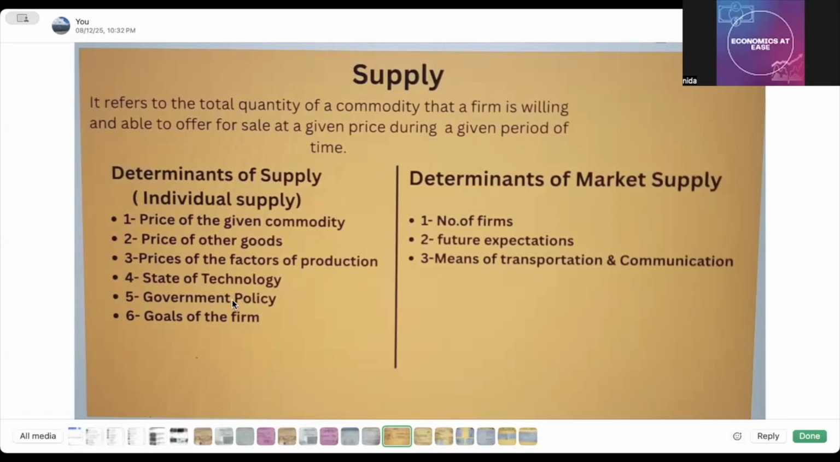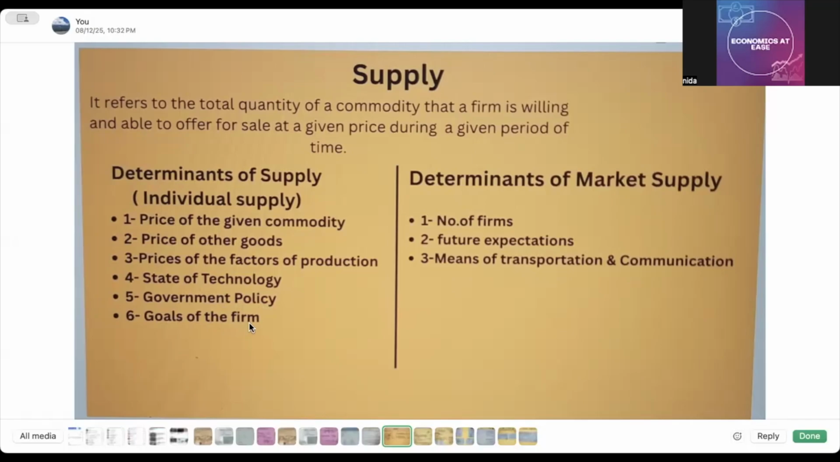Then government policy. If the government is providing subsidies, which are financial assistance to the firms, then what happens here? The cost of production reduces, and it motivates the producers to produce more goods and services, and the supply increases. And if there are so many taxes that the producers have to pay, then it lowers the profit margin and reduces the supply.